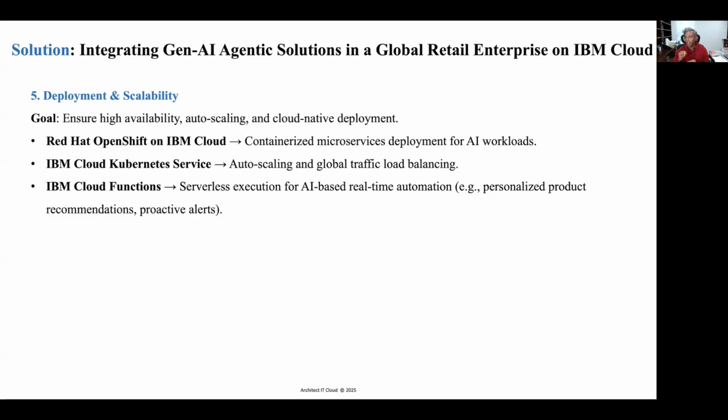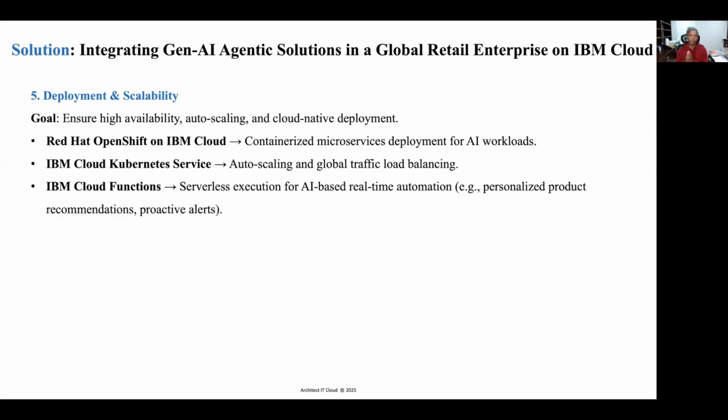One is Red Hat OpenShift on IBM Cloud. This is a containerized microservice deployment environment for all the AI workloads. So why are we choosing Red Hat OpenShift here? Since in this scenario you have the CRM applications and SAP applications which are running in your legacy environment. So what must you take care of? You must take care of integrating these services which are running in the on-premises private cloud and public cloud.